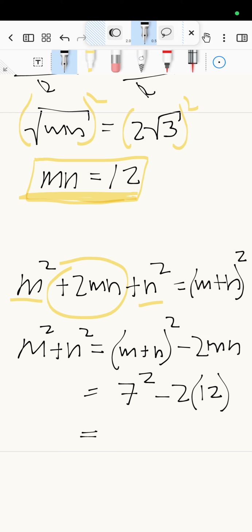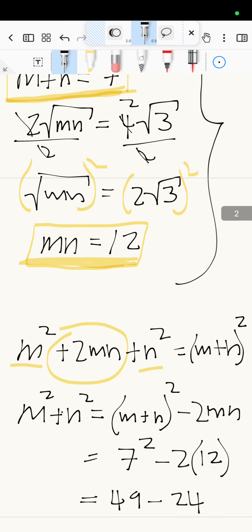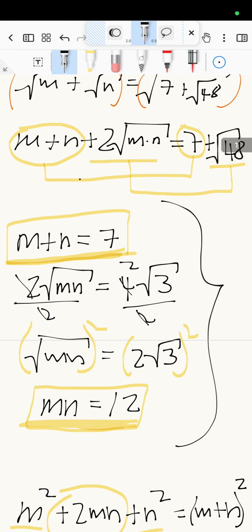7 squared, that is 49. 2 times 12 is 24. And if we subtract that, we get 25. Okay, so there's the solution to our question. I guess the only thing you did have to do was come up with these equations. Then you had options. You could either do what I've done over there, or you could have just solved it simultaneously.